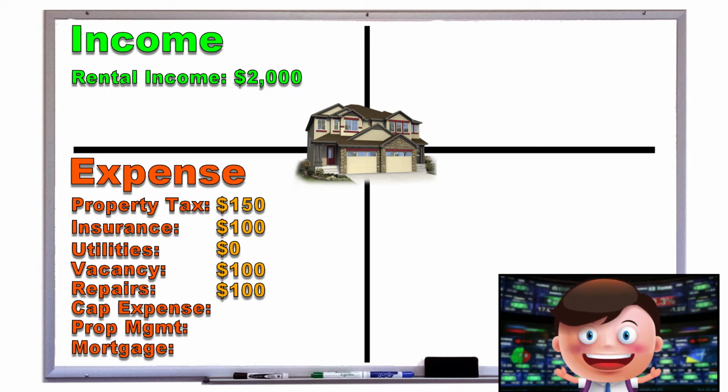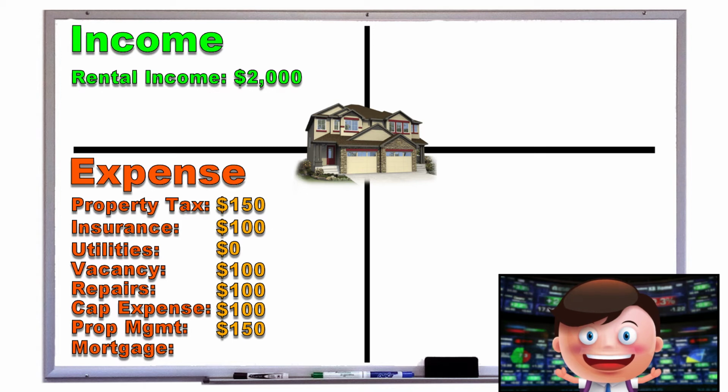$100 for capital expense. We would put $100 aside each month to save up for larger budgeted items like furnace, air conditioner unit, and roof replacement. These are examples of capital expense. $150 for property management fee. Even if you manage the rental yourself, you want to add this in the calculation to give you the flexibility to hire a property manager as an option.